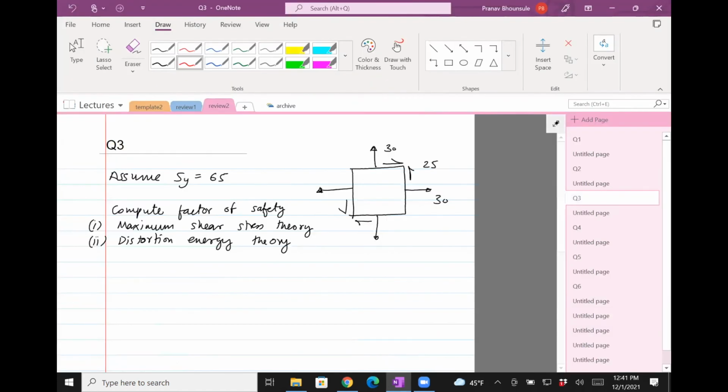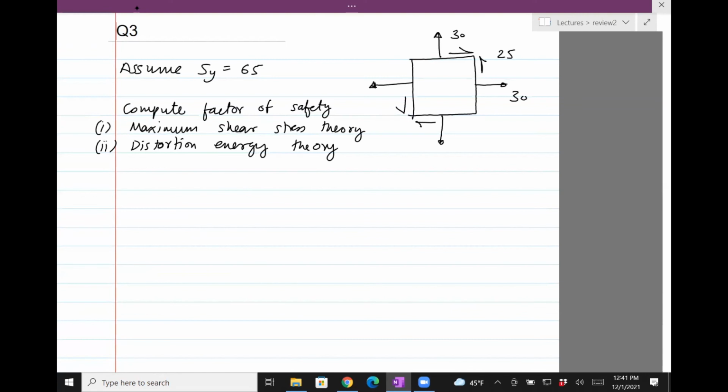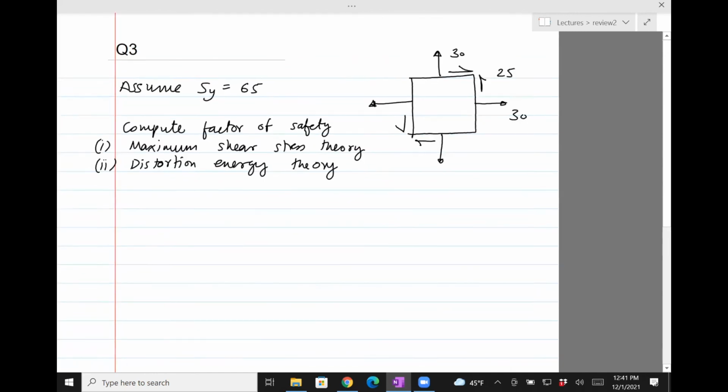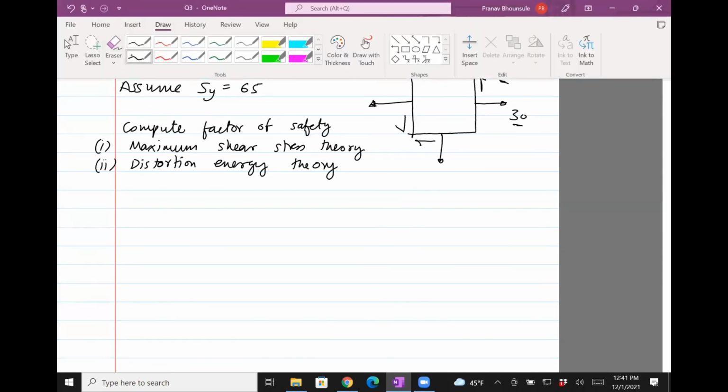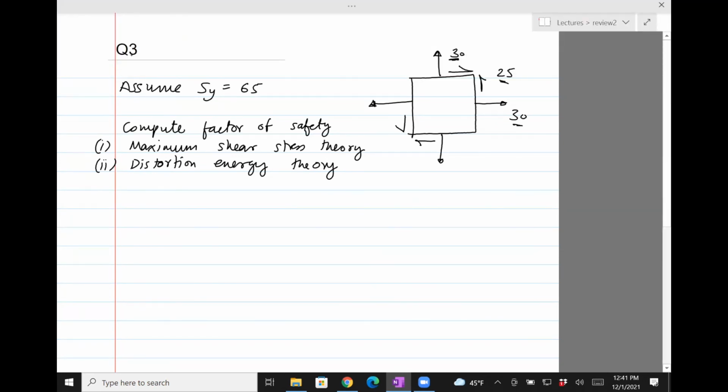This is a simpler one. So this is an element where there is normal stress of 30 in both directions, and then the shear stress of 25. We need to compute the factor of safety, assuming shear stress theory and distortion energy theory. So what we do first is identify the stresses. Sigma x is sigma y is 30, and tau xy is 25.